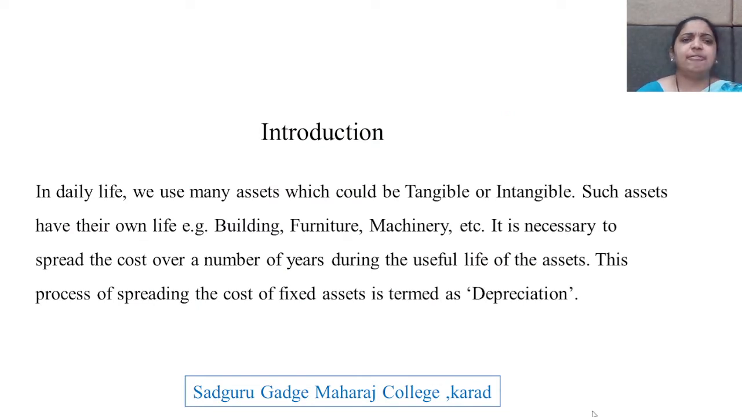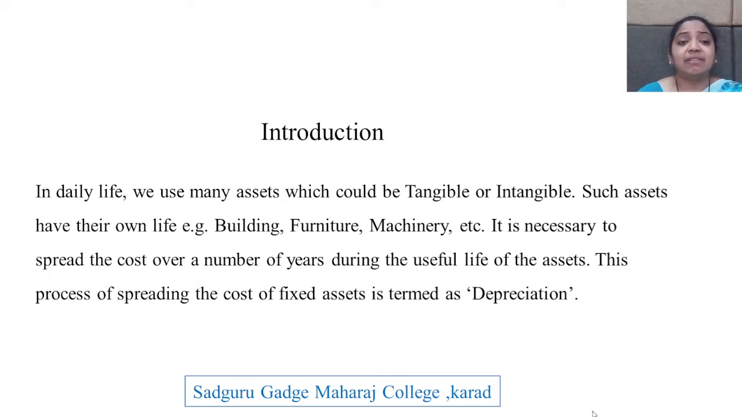In our daily life, we use many assets which could be tangible or intangible. Tangible assets and intangible assets, two types of assets are there. Assets are very important as a part of a human being or as a part of a businessman. Tangible assets are those assets which you can see, touch, as well as feel. Intangible assets are those assets which you cannot see, which you cannot touch, only you can feel, like goodwill.